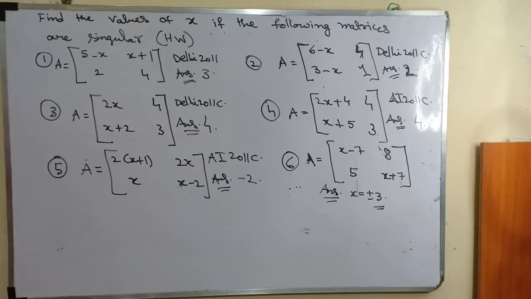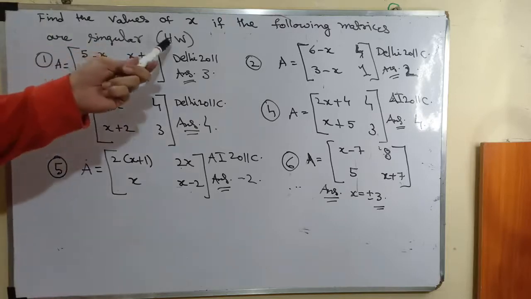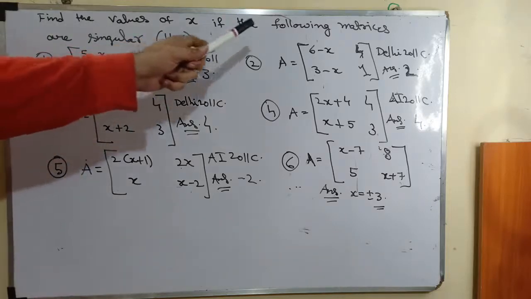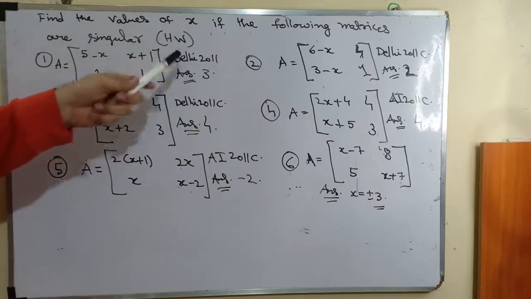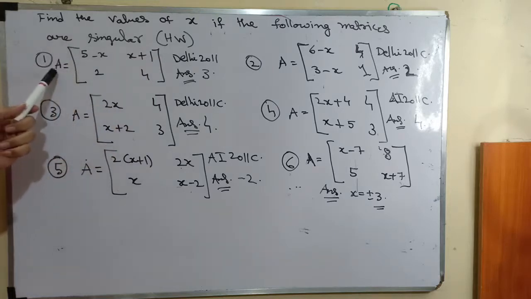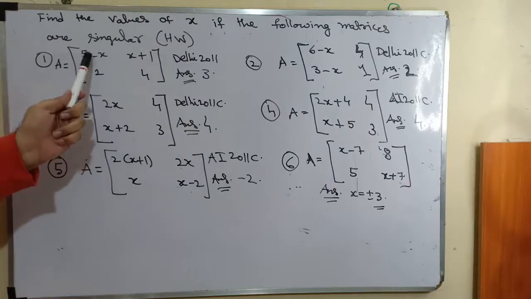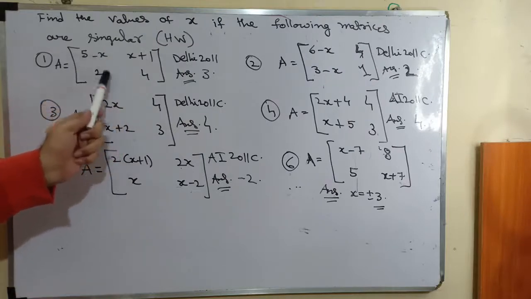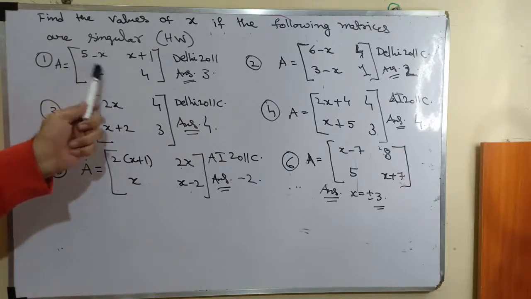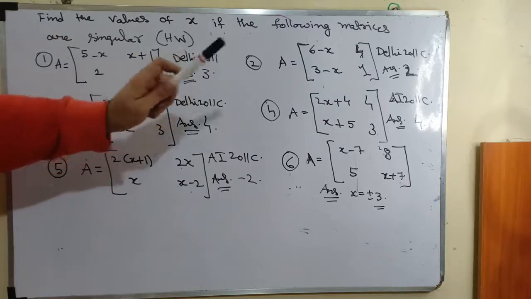Yeah, let's see. I'm giving you a set of 6 questions as homework. Find the value of x if the following matrices are singular. This is the first matrix: A is equal to [5 minus x, x plus 1; 2, 4]. You have to find AD minus BC and set it to 0, that is, set det A to 0. You will get the answer 3.